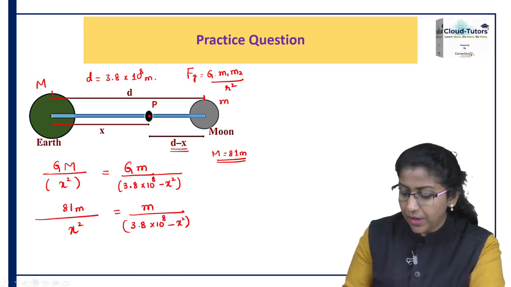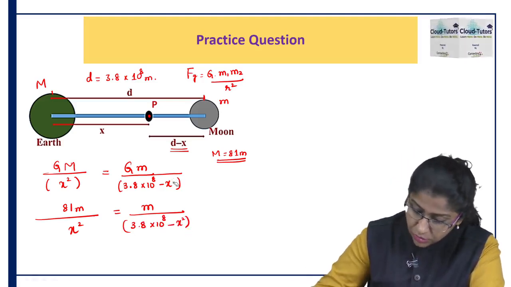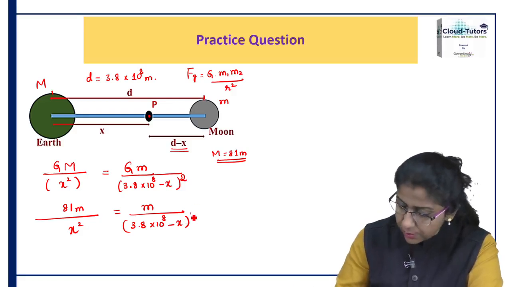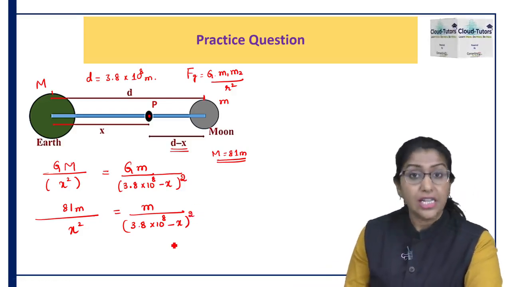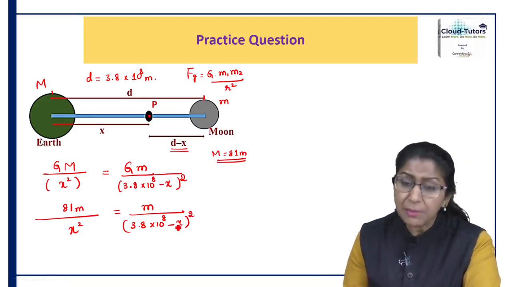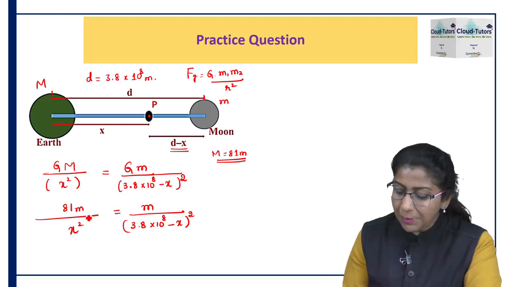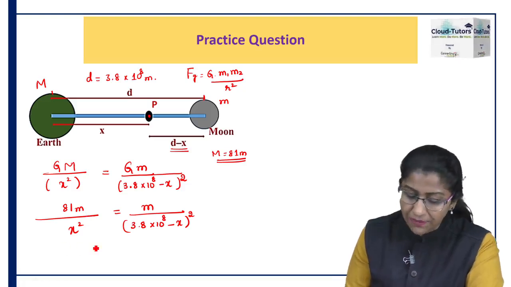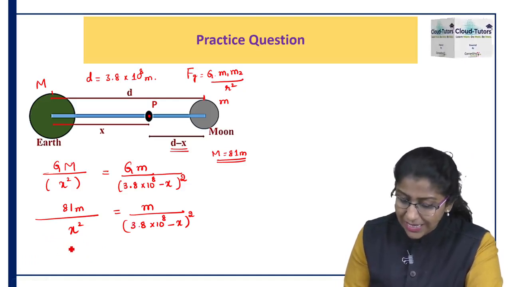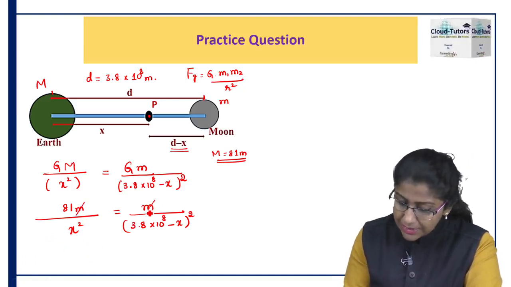x square. Not x square, I'm sorry. This should not be x square. This entire thing is raised to the power of 2. Let's not make such silly mistakes and lose marks over it. Be very, very careful. Now m and m get cancelled. On simplifying, what do we get? On simplifying, m and m get cancelled.